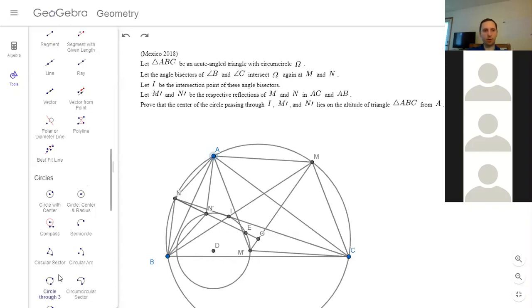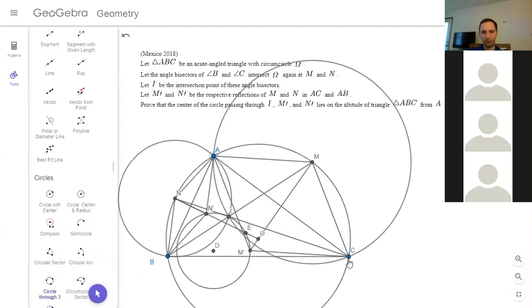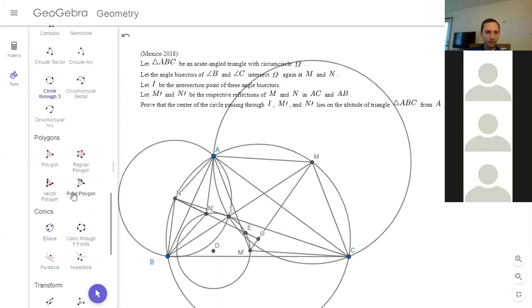Maybe I should draw the circle, because we know N is the center of that circle and M is the center of this circle. So basically, we could reflect those circles, right? Maybe try drawing the perpendicular bisectors of N prime, I, M prime. Yeah, let's see.